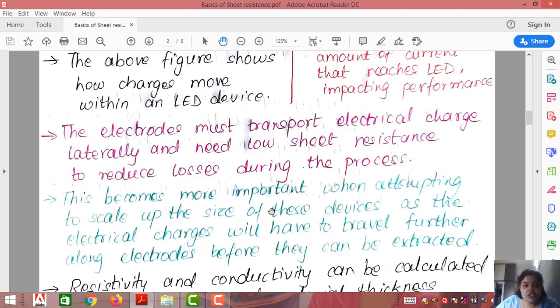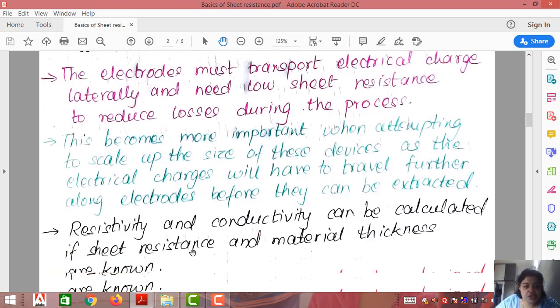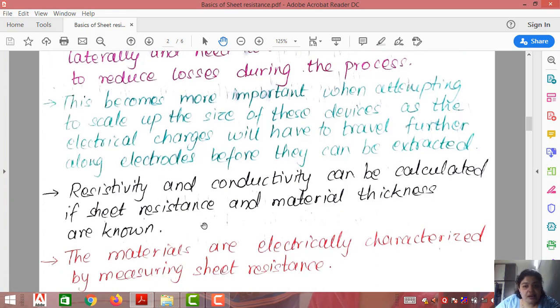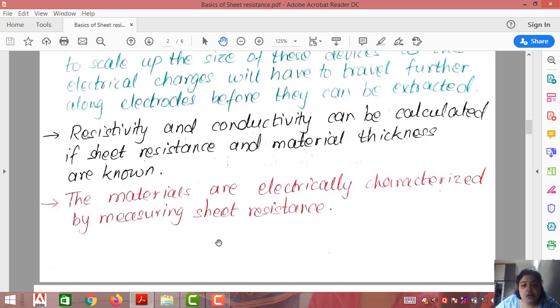So actually we can say that sheet resistance is a value of resistance which is very, very small compared to the normal bulk resistance. It has a very small value, and that is the reason a highly accurate value needs to be measured. Resistivity and conductivity can be calculated if sheet resistance and material thickness are known. Materials are electrically characterized by measuring sheet resistance. If you measure sheet resistance, you can come to know what the resistivity is, and if resistivity is calculated, conductivity can also be calculated using the above value.